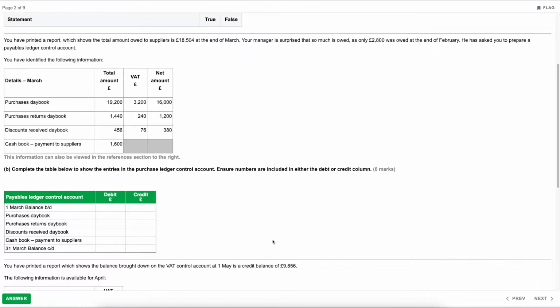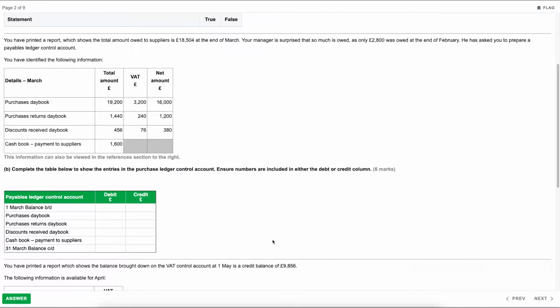So now that we know that it's a liability, we know that it increases in value with a credit entry, i.e. the more we owe to suppliers, the further we will credit that account. Now anything that reduces the amount that is owed to those suppliers needs to go on the debit side to lower that liability down. So let's think about these entries and get these in basically to this little table.